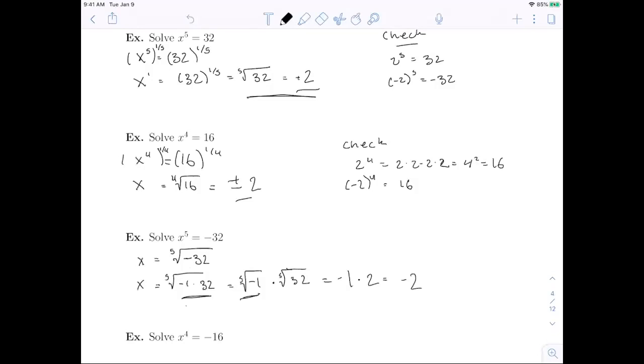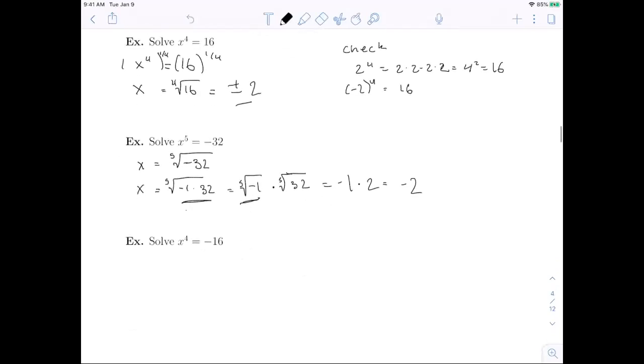Okay, cool. So what about x to the 4th equaling -16? Do you think I'll have 2 solutions, 1 solution, or no solutions? No solutions, right? I would get x equal to the 4th root of -16. 4 is even. I can't have that. So I say no real solution.